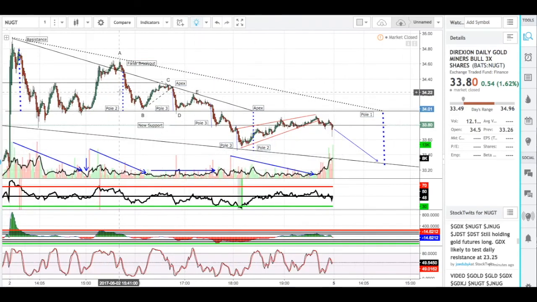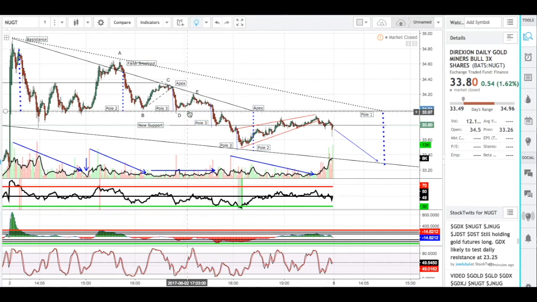But anyways, this is our pole number 2. Come down, set our B, and then our C is supposed to have our third pole in it. So when we sell off here, this is our third pole. So we've got pole 1, pole 2, pole 3.